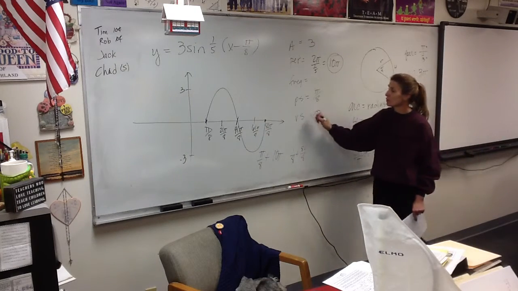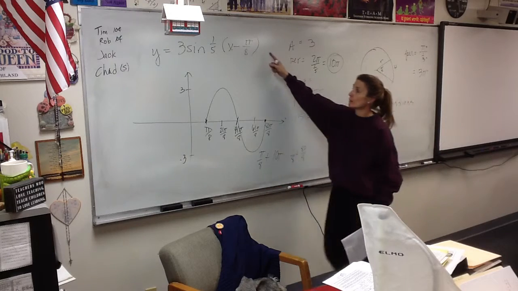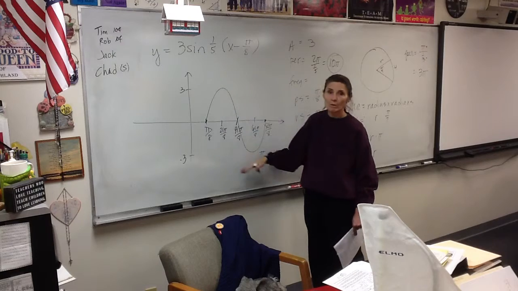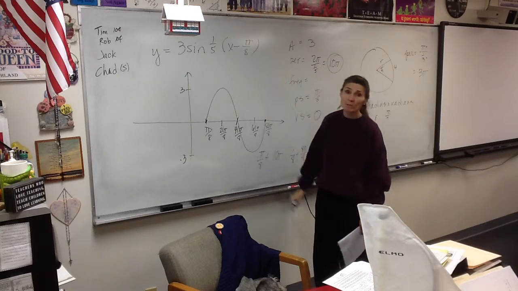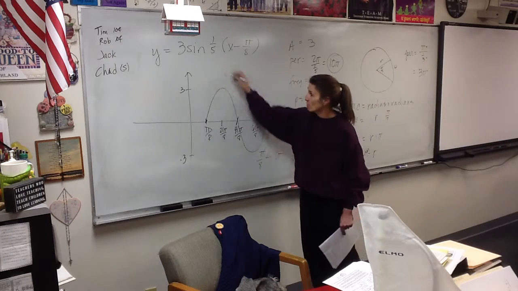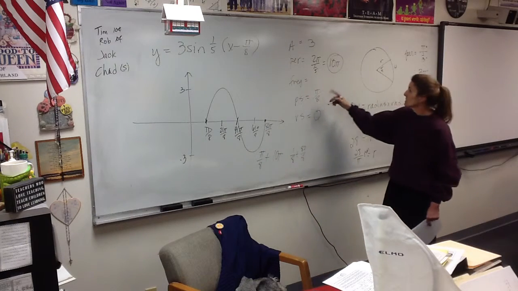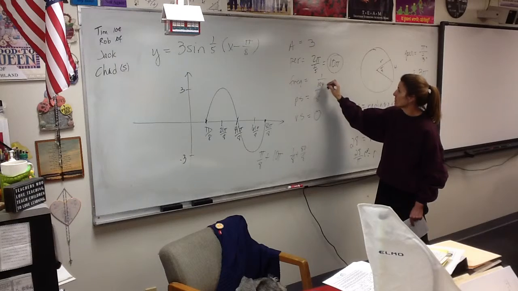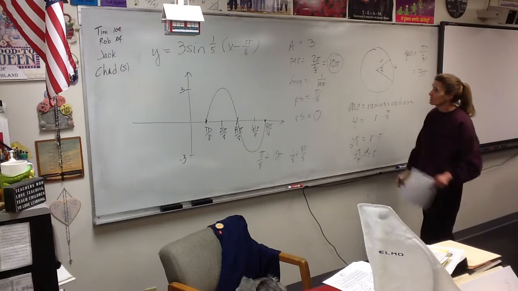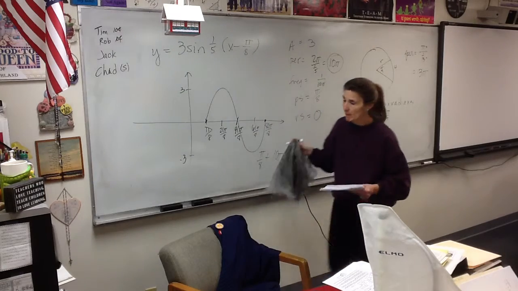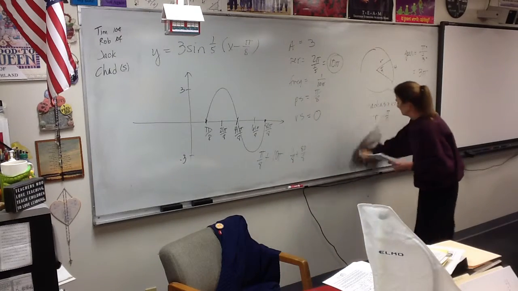This curve has no vertical shift. There is no number on the end. If there were, I would simply pick the curve up or lower it that many units. So if that were a +1, I would simply take all these points and pick them up 1 unit. The frequency is always the reciprocal of the period. So for this curve, it is 1 over 10 pi.